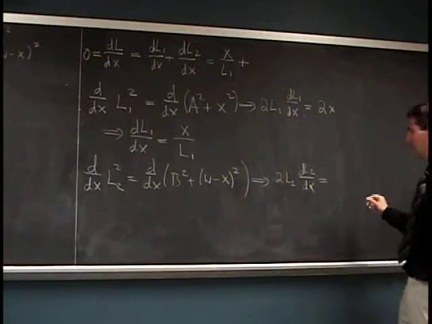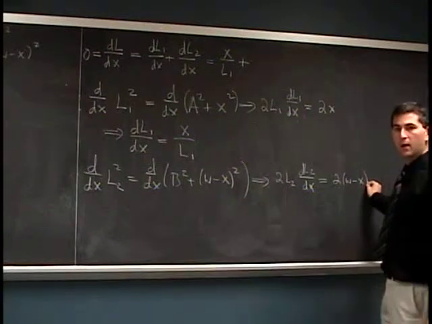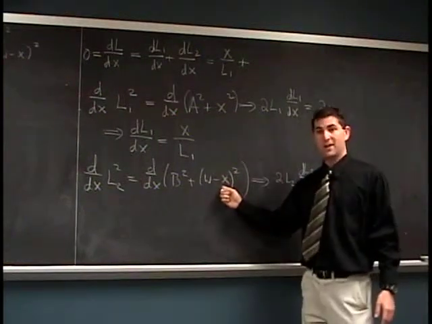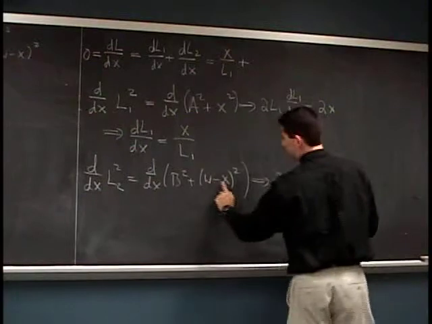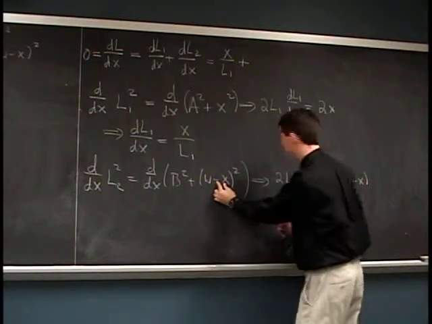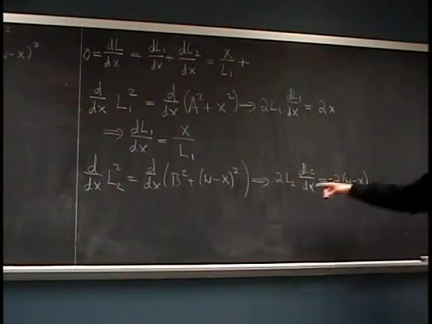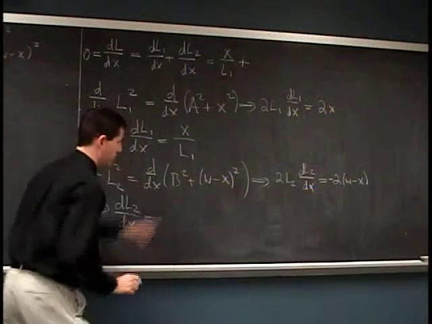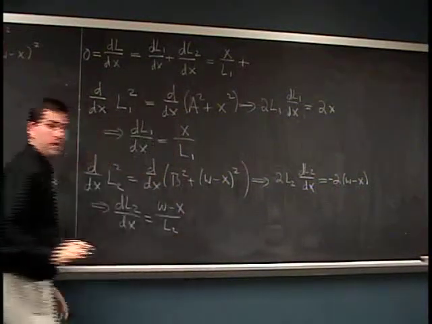And then I get the derivative of W minus X. What's it going to be? 2 W minus X times the derivative of W minus X. And W, what was W? That was the distance horizontally from A to B. So that's constant. So the derivative of W minus X is just minus 1. So this becomes minus 2 times W minus X. And if I solve for dL2 by dividing by 2L2, I get W minus X divided by L2.